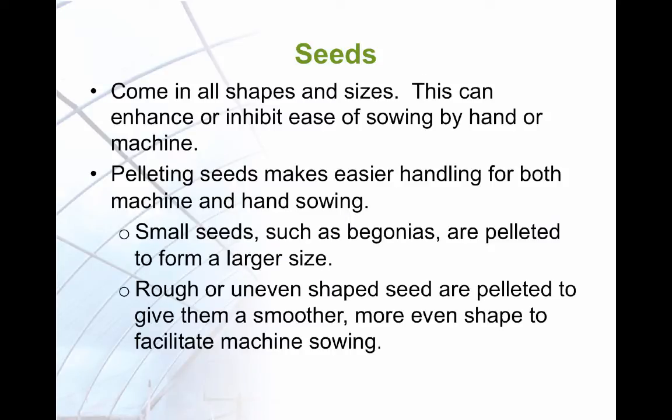Seeds come in many shapes and sizes. The size and shape can determine how easy or difficult it is to sow the seed by hand or machine. Pelleting difficult to sow seed can speed up the sowing process. Very tiny seeds, such as begonias, are pelleted to increase their size or reduce loss. Rough or uneven seed are pelleted to make sowing by machine possible.